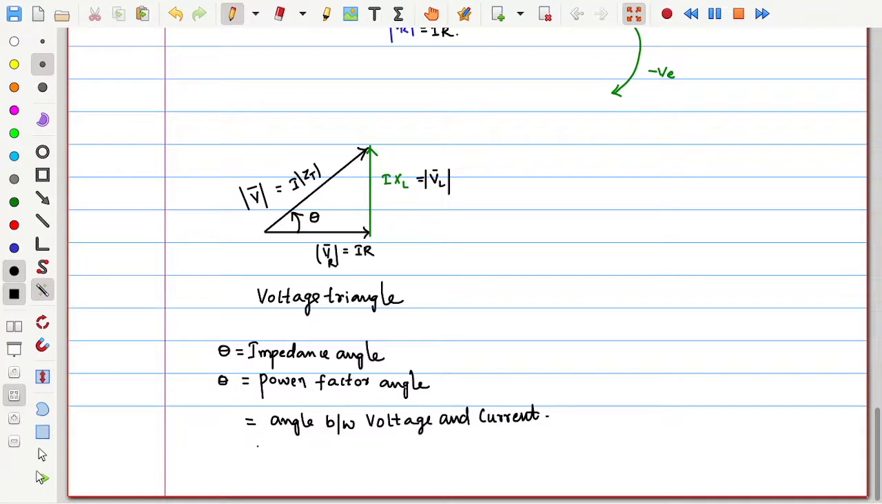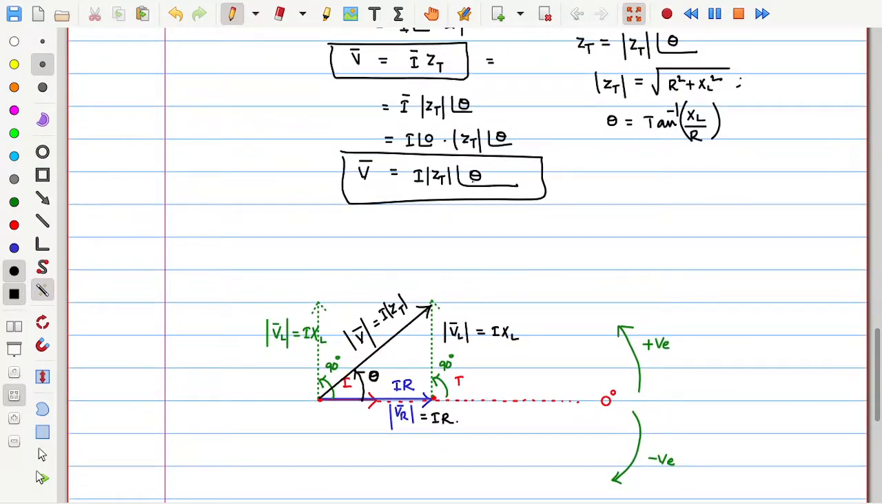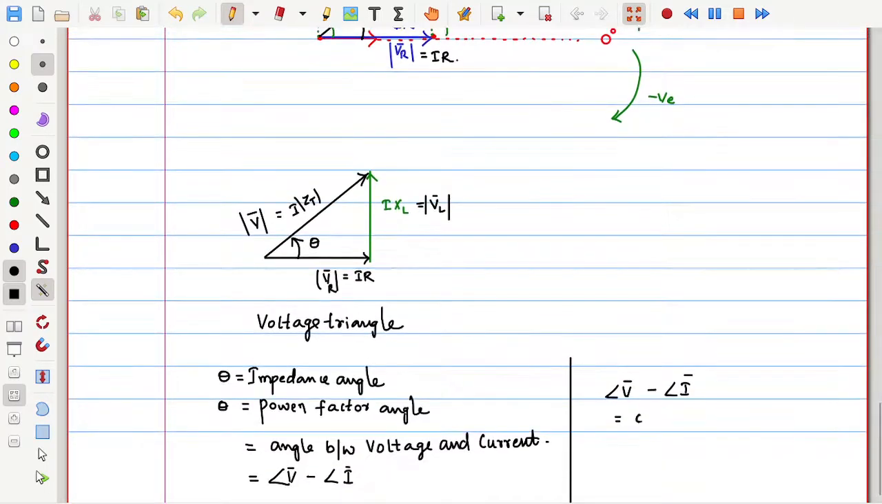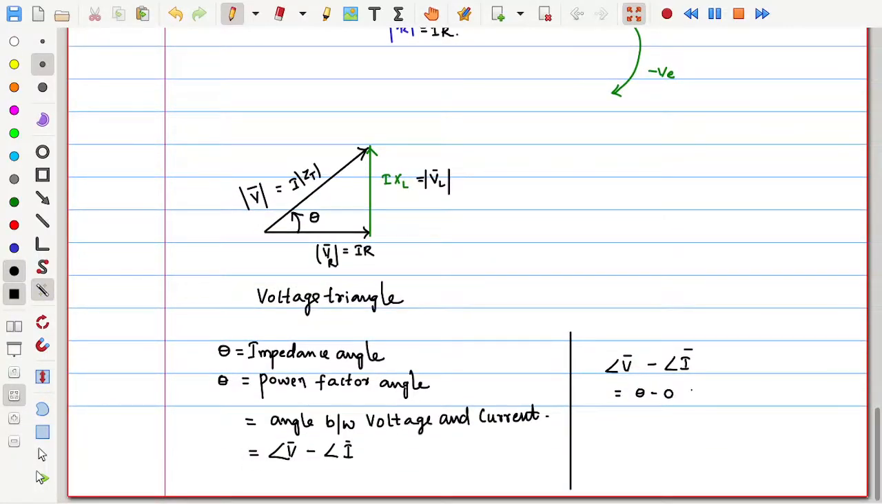If you want, you can write it this way: angle of voltage minus angle of current. You can verify how much is the angle of voltage and how much is the angle of current. The total voltage angle is theta, positive. So theta minus the angle of current, which is 0, is simply theta. This is what we call the power factor angle, or it can also be called the impedance angle.